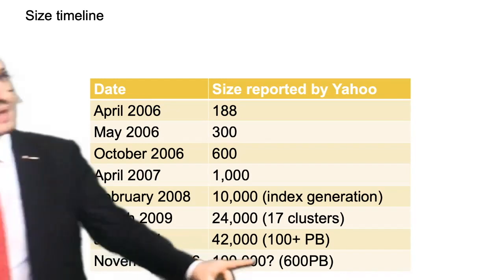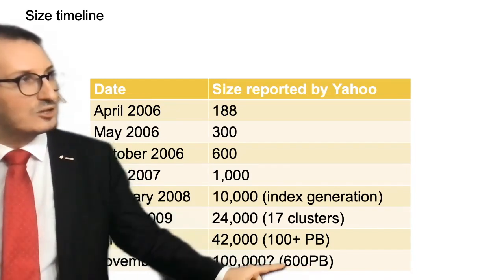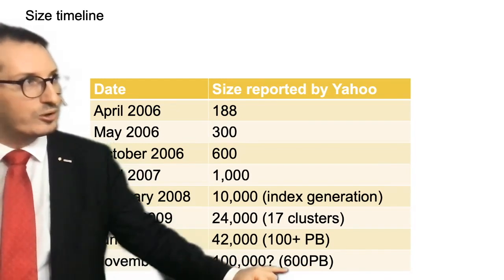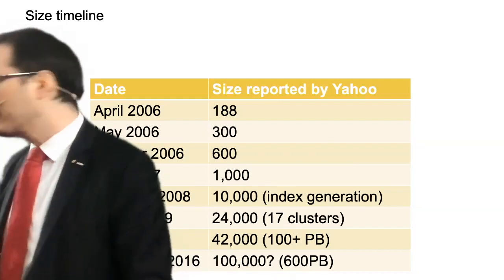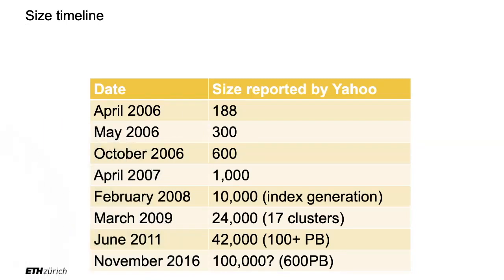So exactly. And so you see the largest that is assumed, but this is unconfirmed, was 600 petabytes as of 2016. All right. Okay, but the last confirmed number is 42,000. And that was already 12 years ago, right? 42,000 nodes. These are these machines that we pile up in the racks.